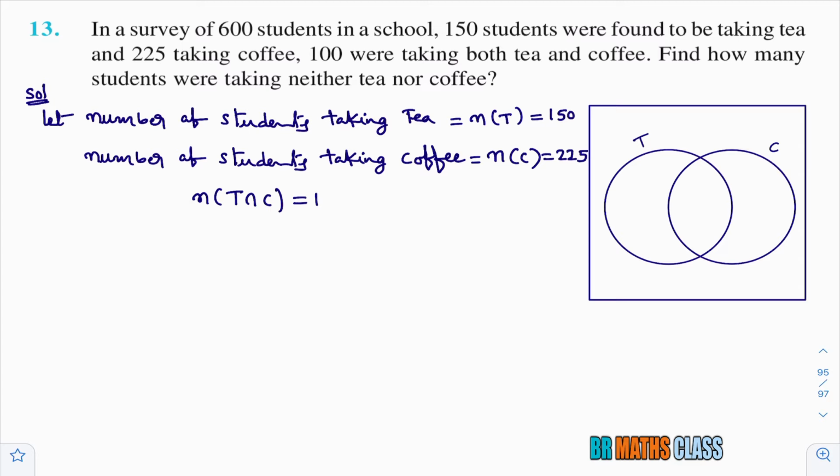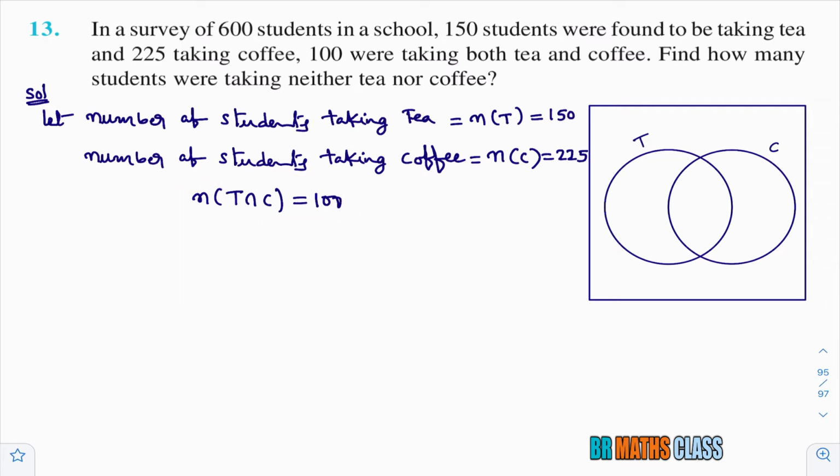n of t intersection c is 100. 100 were taking both tea and coffee. Find how many students were taking neither tea nor coffee. Here, simple thing. They have given n of t intersection c is 100.